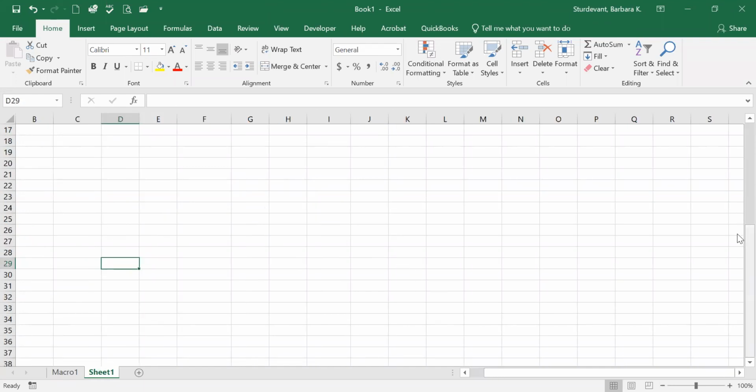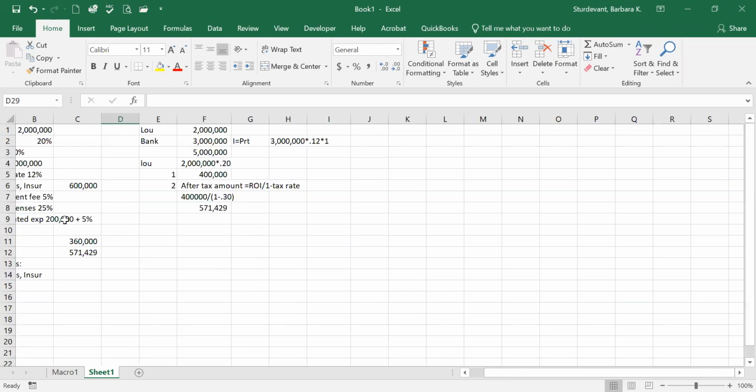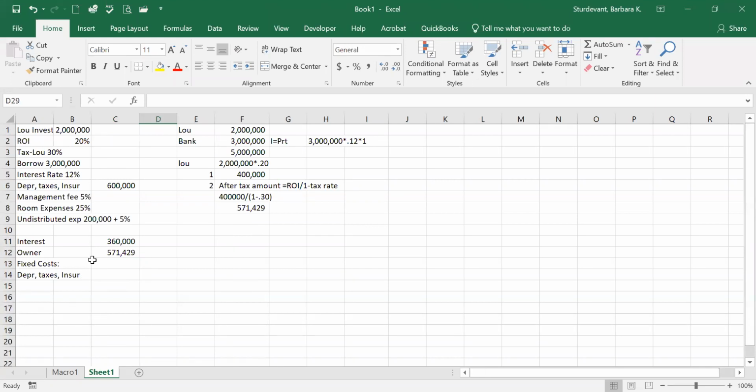I don't know why it always does that. Okay, let me just move this stuff over here.